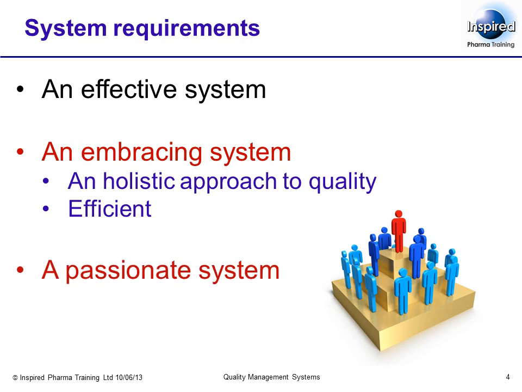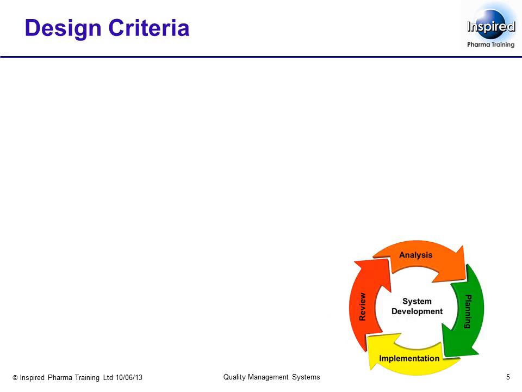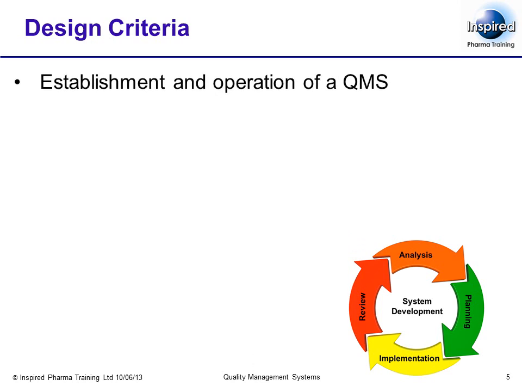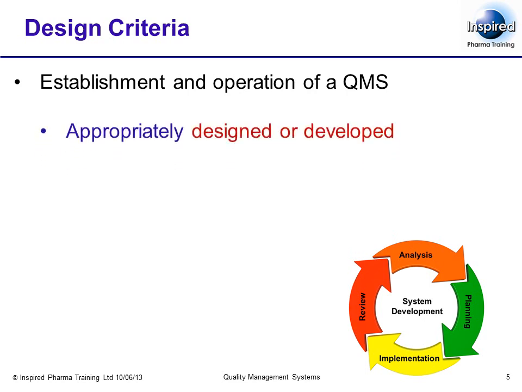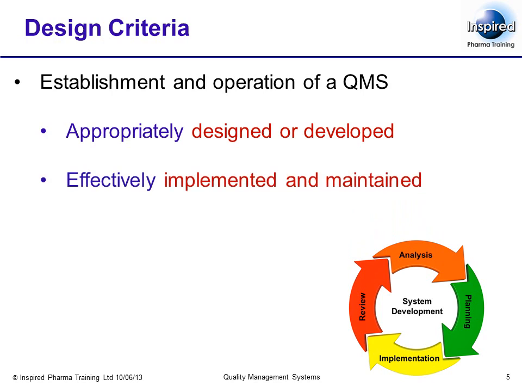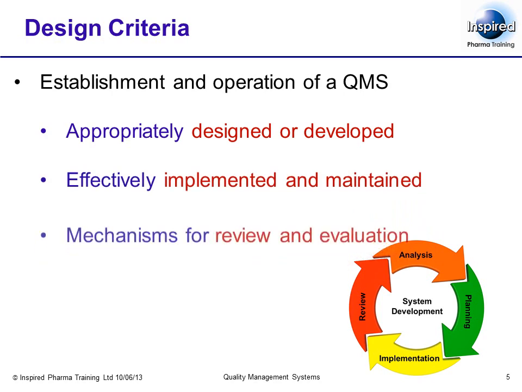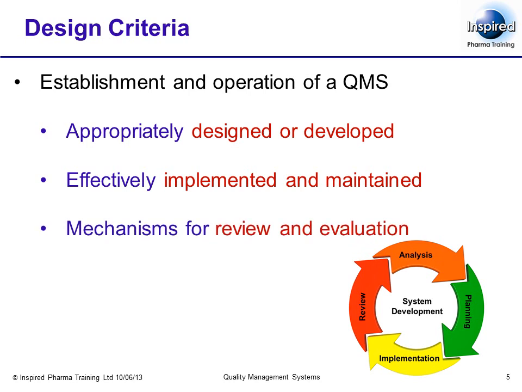Finally, we need a passionate system, a system in which and through which the human element is actively involved and engaged, a system that is humane. Remember Anton's inhumane system from Unit 1. Three elements need to be considered in the establishment and operation of a QMS. In the first instance, it needs to be appropriately designed or developed, then effectively implemented and maintained, and finally include appropriate mechanisms for review and evaluation.